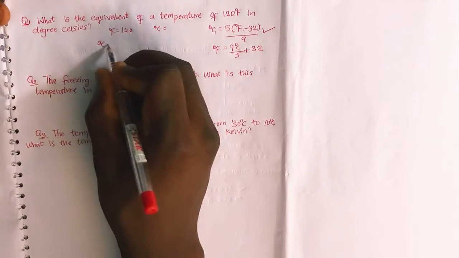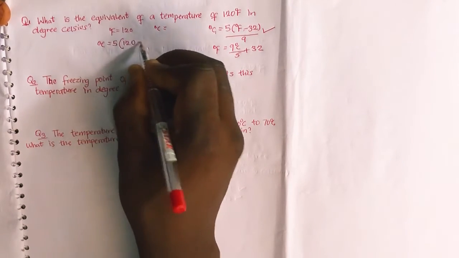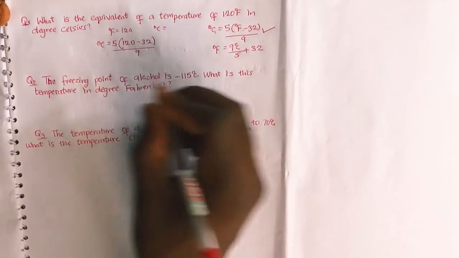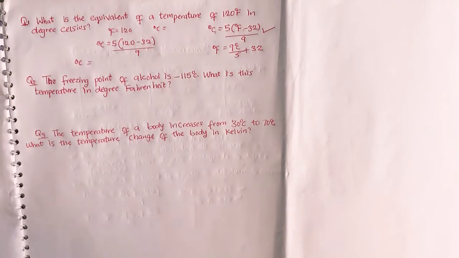You're having degree Celsius equals 5 into brackets, degree Fahrenheit is 120 minus 32, close the brackets, divided by 9. Then our degree Celsius is equal to 120 minus 32. In this case, that gives us 88.